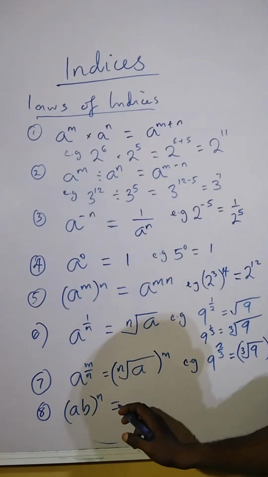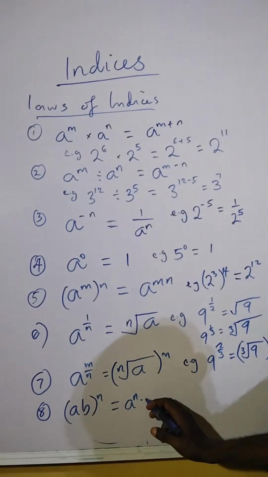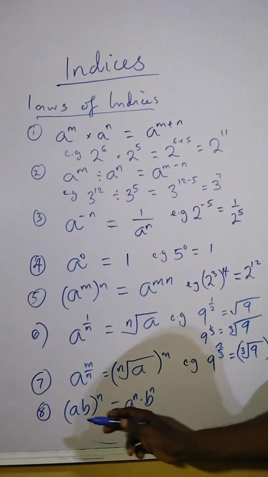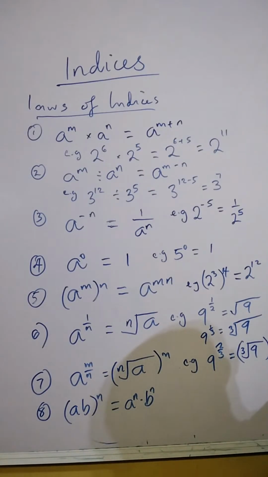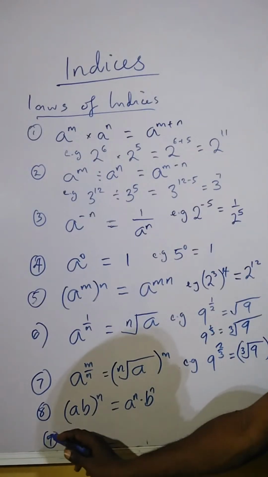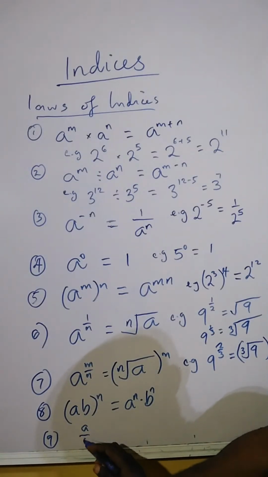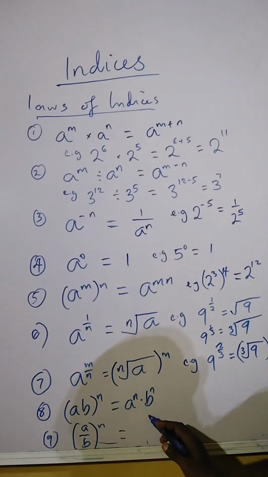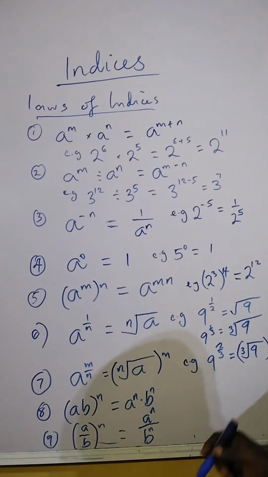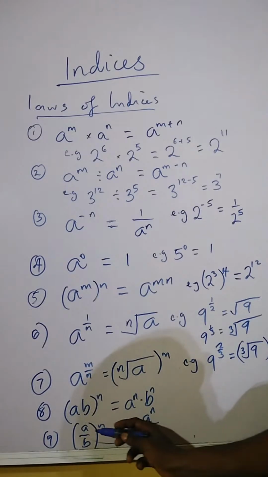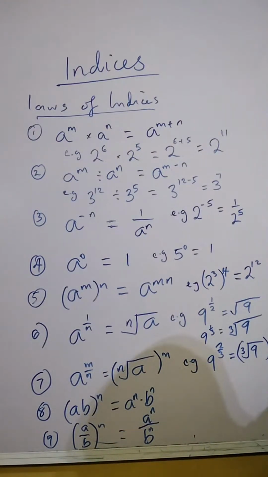This is going to be a raised to power n times b raised to power n. This power will affect these two numbers, a and b. So that is what we have. Also, this is similar to this: when we have a over b all raised to power n, we can also say that here we have a raised to power n over b raised to power n. So we also have the power here affecting these two numbers.